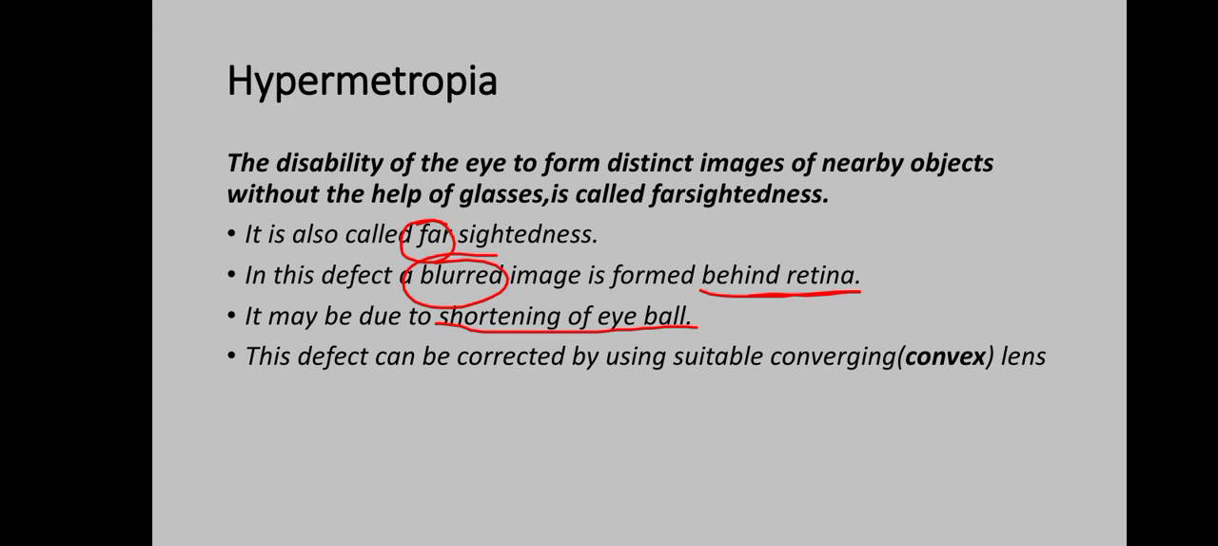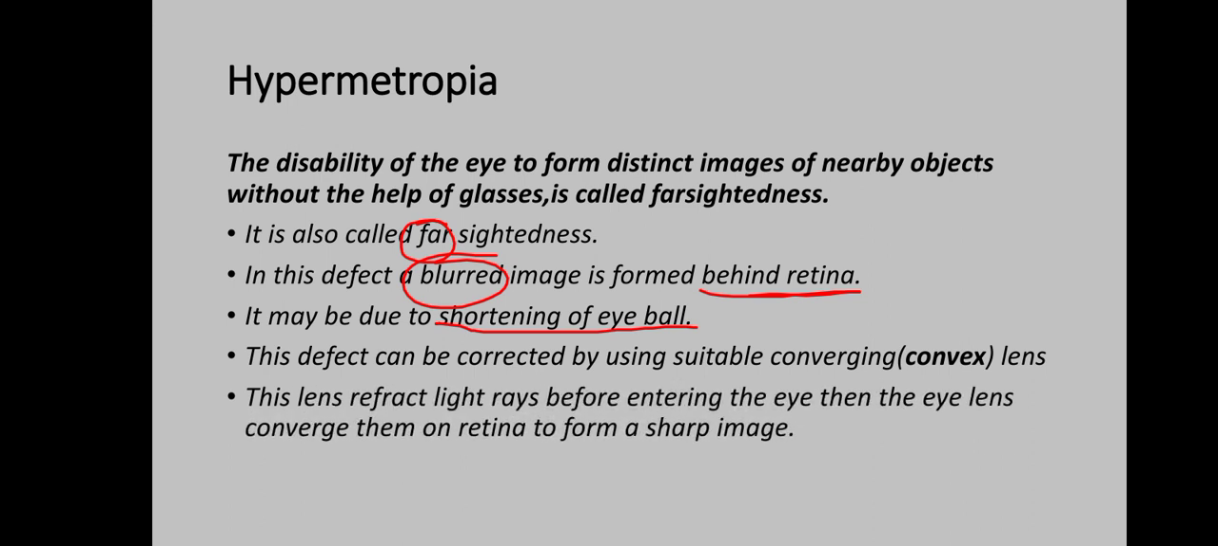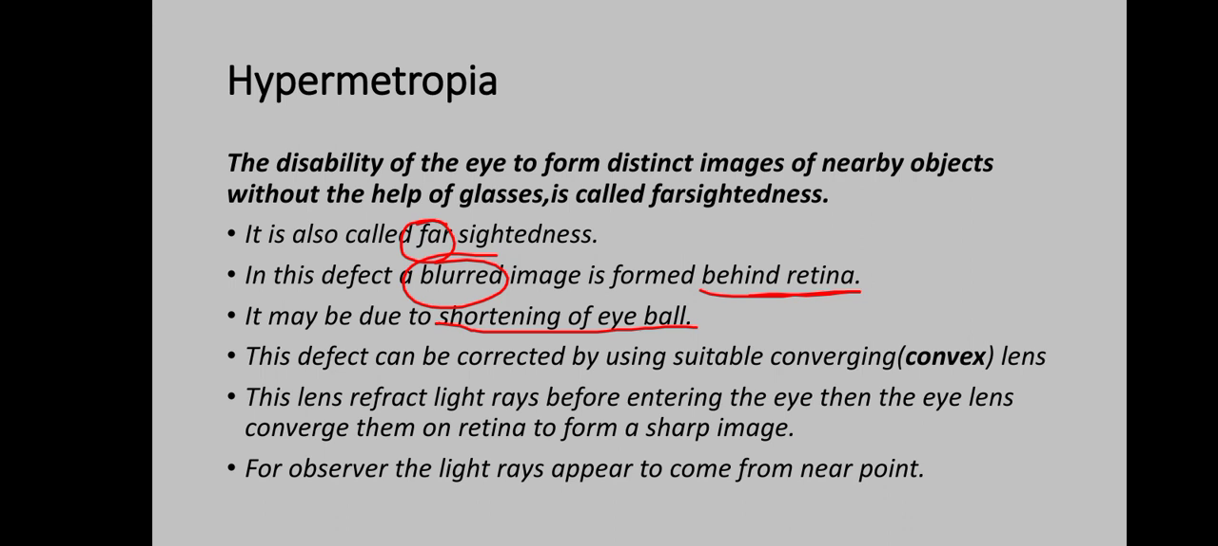converging convex lens. How does the convex lens correct hypermetropia? This lens refracts light rays before entering the eye. Then the eye lens converges them on the retina to form a sharp image. Let's see how it happens. So for the observer, the light rays appear to come from the near point.